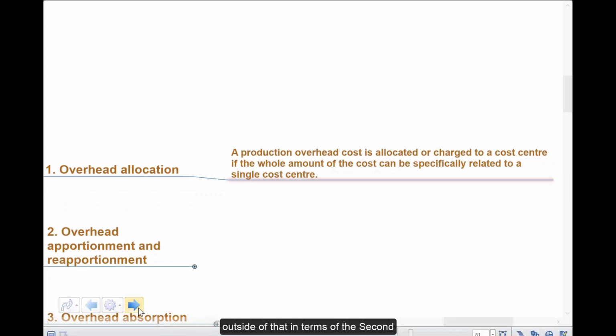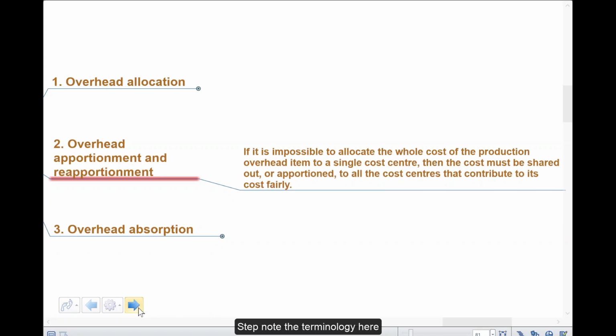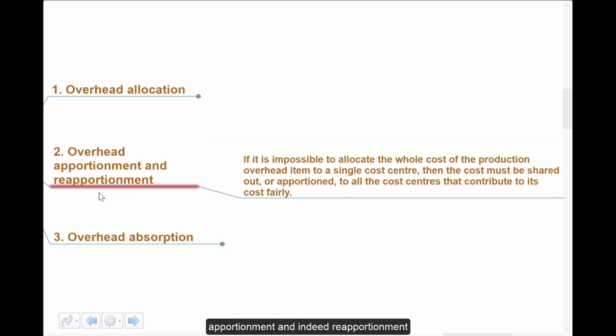Outside of that, in terms of the second step, note the terminology here: apportionment and indeed reapportionment. Yeah. So here in this second step, if it's impossible to allocate the whole cost of the production overhead to a single cost center, then the cost must be shared out, or, if you will, apportioned to all the cost centers that contribute to that cost fairly. So there's the essence of it. How do we do it fairly? Some costs were easy to allocate to that cost center, or let's say to that product. Some aren't. So we've got to find some sort of allocation method.